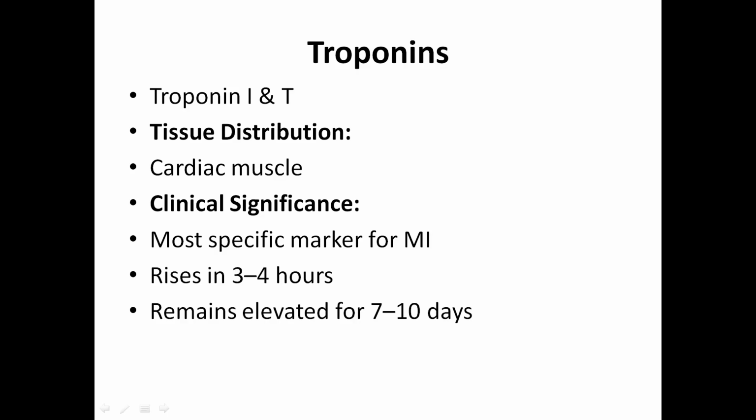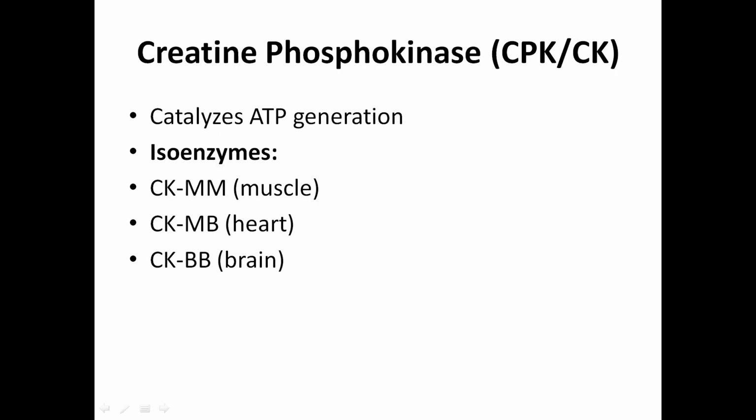Troponin has two isoforms, troponin I and troponin T. Tissue distribution is mainly in the cardiac muscles. Clinical significance: it is a more specific marker for myocardial infarction. It rises within 3 to 4 hours and remains elevated up to 7 to 10 days. Creatine phosphokinase, or CPK or CK, catalyzes ATP generation. It has mainly three isoenzyme forms, CKMM, CKMB and CKBB.